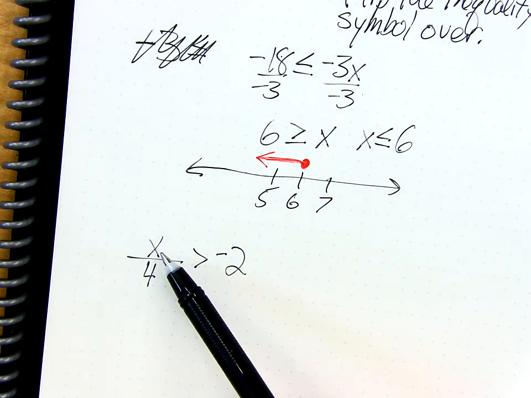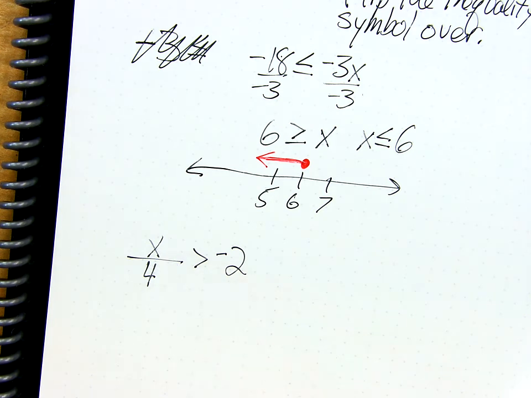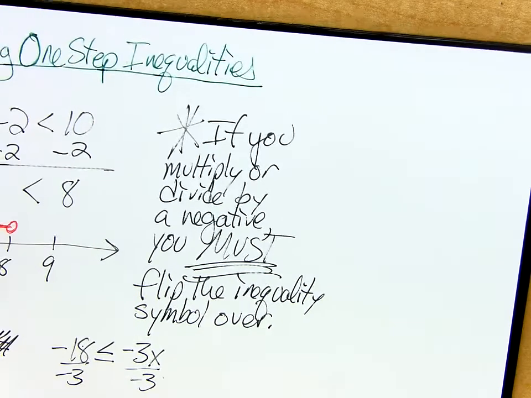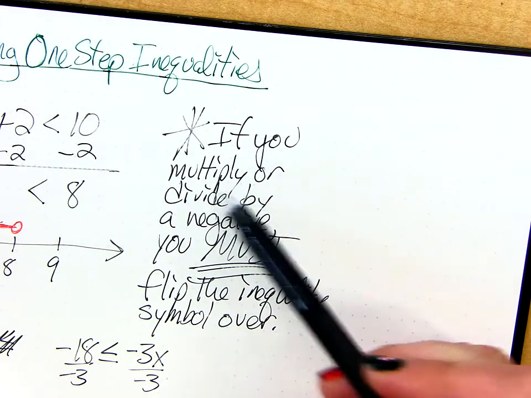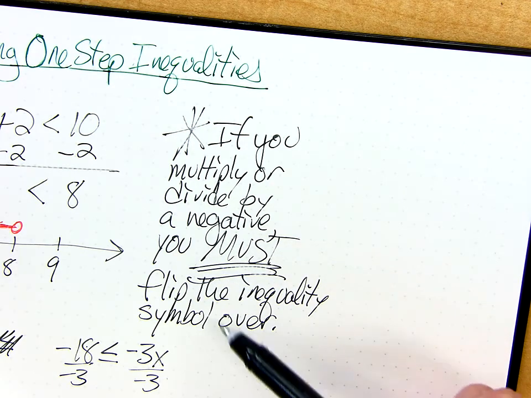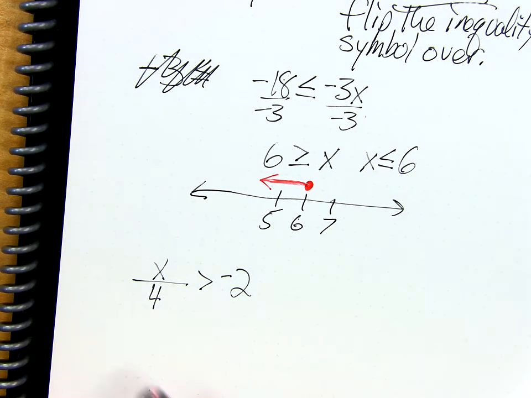So I want to get x by itself, right? Wouldn't you multiply both sides by 4? Exactly. I'm going to multiply both sides by 4. Let me ask you. This is a negative 2, so do I flip that symbol over when I do that? Remember what it says. It says, if you multiply or divide by a negative, you must flip the inequality symbol over. So when I go to do this problem, I'm going to multiply both sides by 4. 4 is not negative. So I'm not going to flip my symbol over.